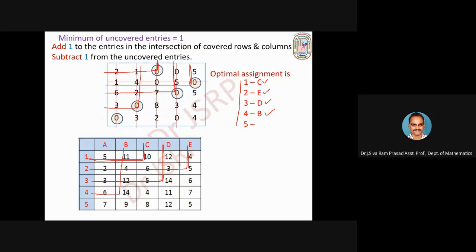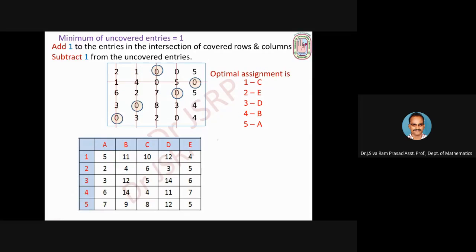Next, fifth row, first column. That is, mission 5 is assigned to job A. So this is the optimal assignment. Observe that there should be no repetition here: A, B, C, D, E. Since it is a one-to-one correspondence, one mission is assigned to only one job, and one job is assigned to only one mission. So this is the optimal assignment for this problem.